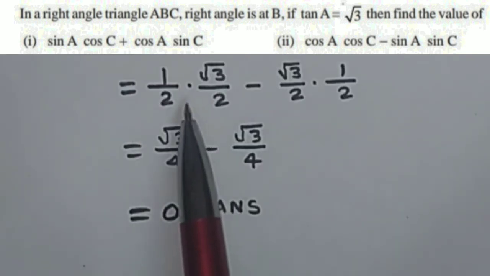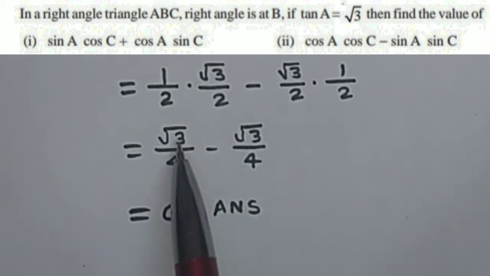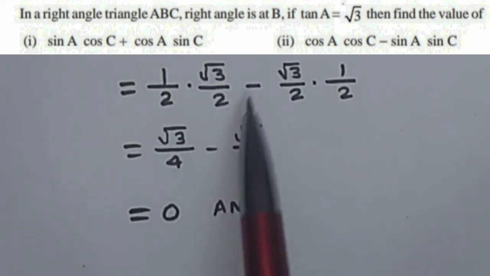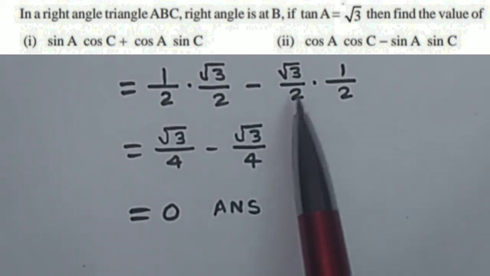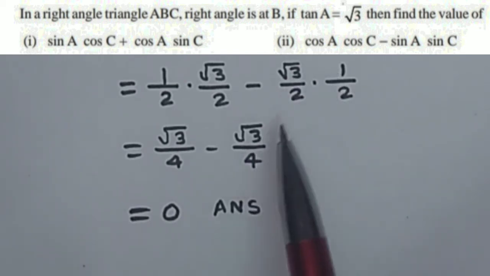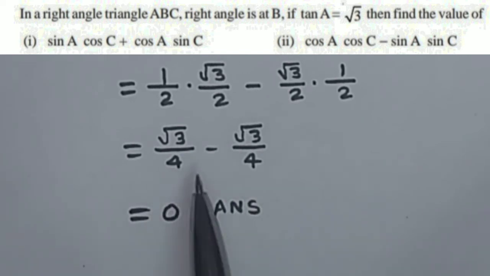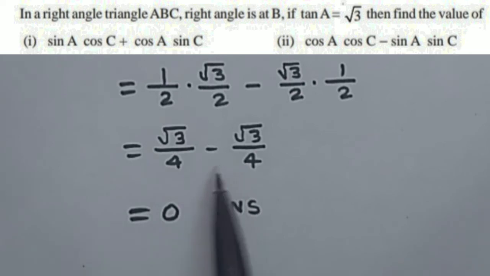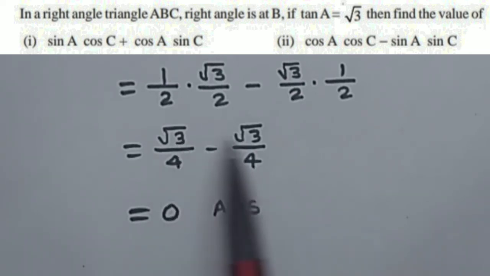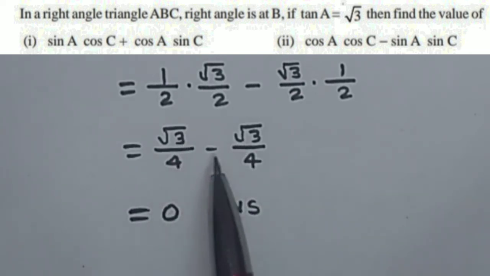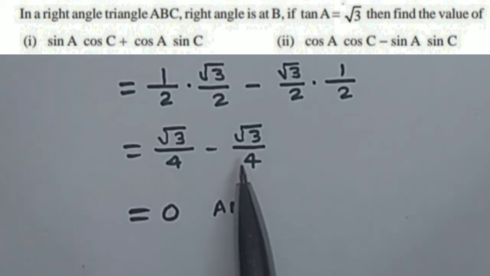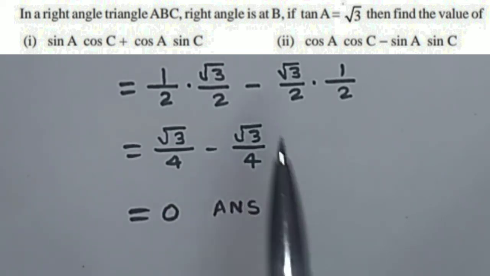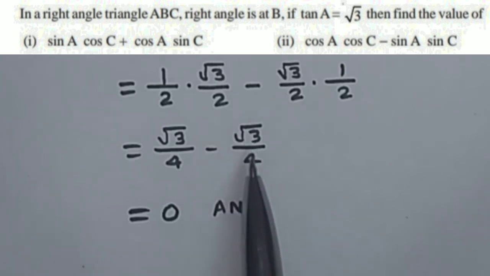Fraction into fraction, numerator into numerator, denominator into denominator. 1 into root 3 is root 3, 2 times 2 is 4, minus as it is. Here also fraction into fraction, numerator into numerator, root 3 into 1 is root 3, 2 times 2 is 4. Difference of fractions, denominators are equal, numerators are also equal. Root 3 by 4 minus root 3 by 4 looks like x minus x is equal to 0. Therefore, root 3 by 4 minus root 3 by 4 is 0.